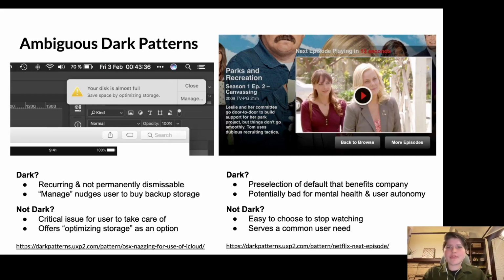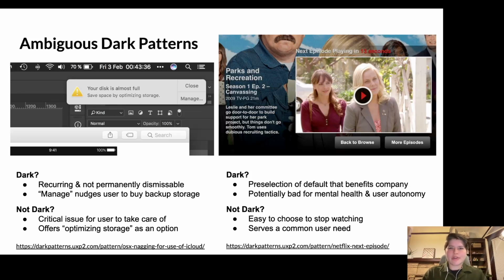On the left, we have a recurring notification about your Mac storage being full, one that comes back even after you hit close. Some users may see this as dark, feeling pressured to pay for iCloud storage, finding it frustrating they don't have the autonomy to dismiss it forever. But for other users, this is useful, giving them critical information and options to resolve the issue.